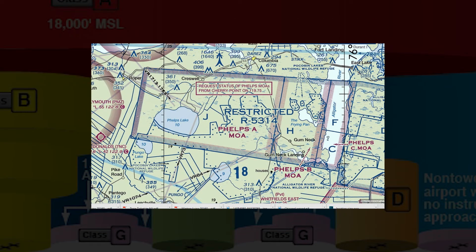Military operation areas, or MOAs, exist to separate certain military training activities from IFR traffic. You should exercise extreme caution when flying within an active MOA. In this figure, we see the Phelps MOA.